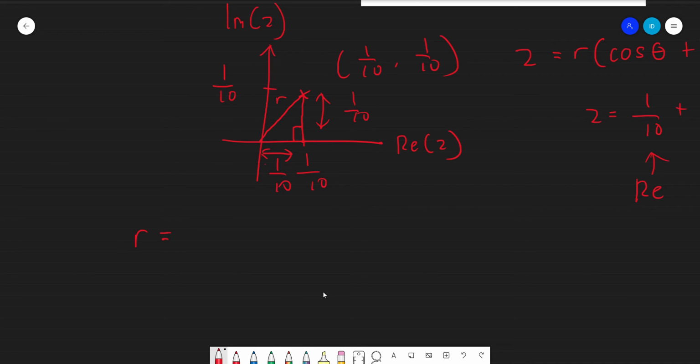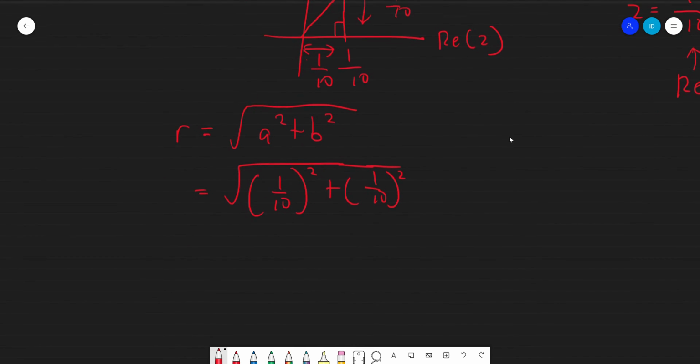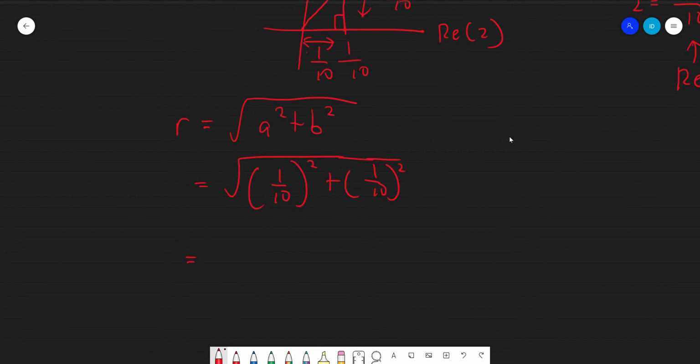Now basically the Pythagoras theorem should be a squared plus b squared. So our a should be 1 over 10, 1 over 10 squared, and then plus 1 over 10 squared. Okay, and then if we add those two together, you will get the square root of 1 over 100 plus 1 over 100. Can we combine it? Yes, we can. Then we will get the square root of 2 over 100, and then we can simplify the fraction. We'll get 1 over 50.